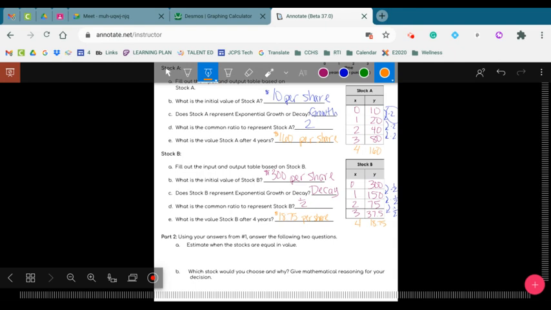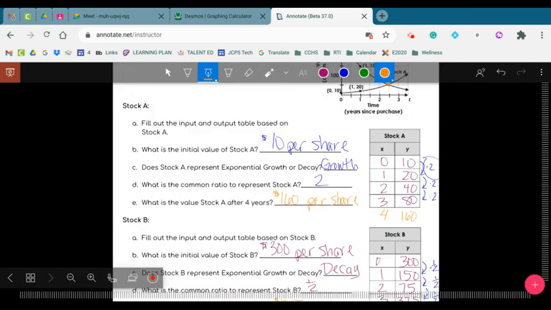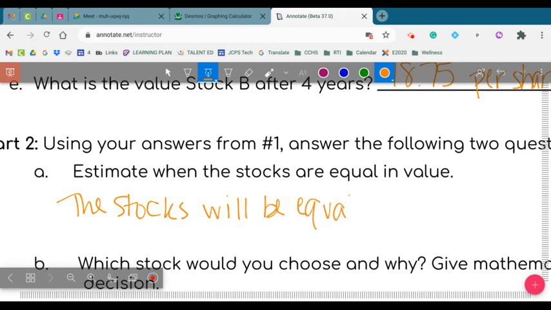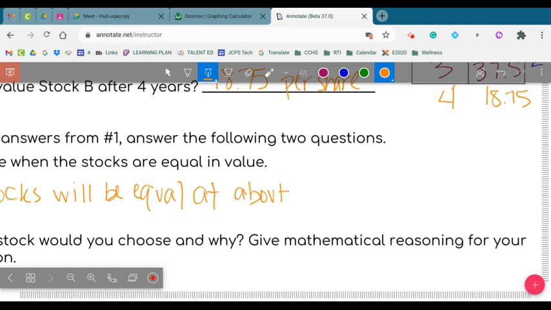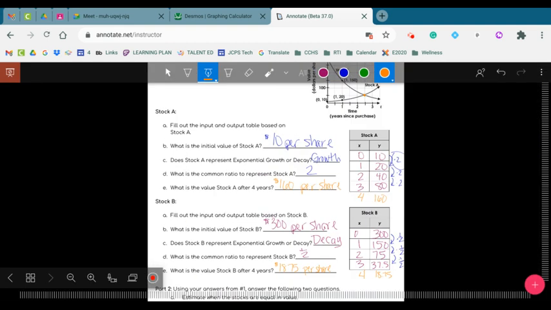Next, it says estimate when the stocks are equal. That's whenever they intersect. So they intersect at about 2.5 years. So the stocks will be equal at about 2.5 years. And then the last one, it says, which stock would you choose and why?